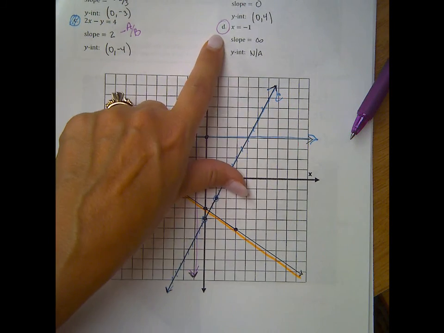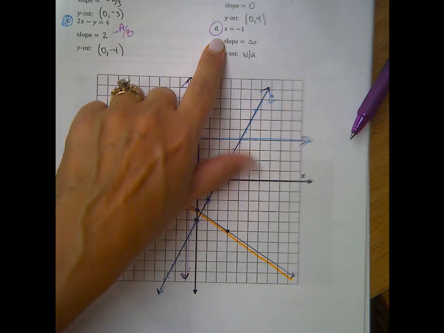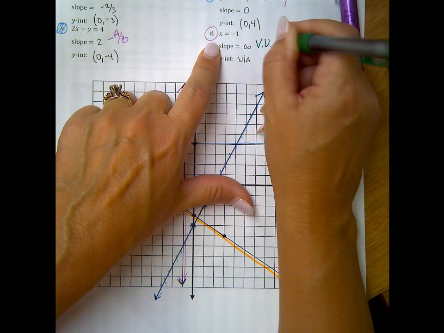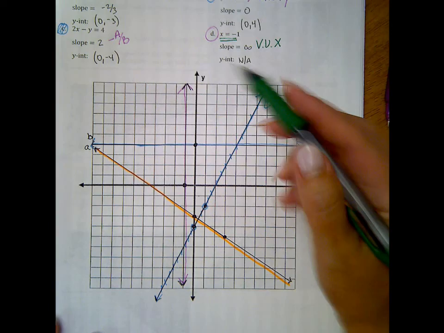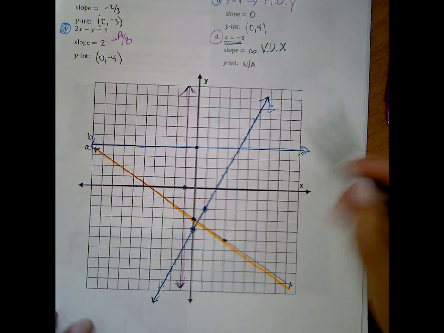And D is x equals -1. This is that purple line. D is a vertical line, undefined slope, x equals a number. So if you see x equals a number, immediately know it's a vertical line and find where x is -1 and make that vertical line.